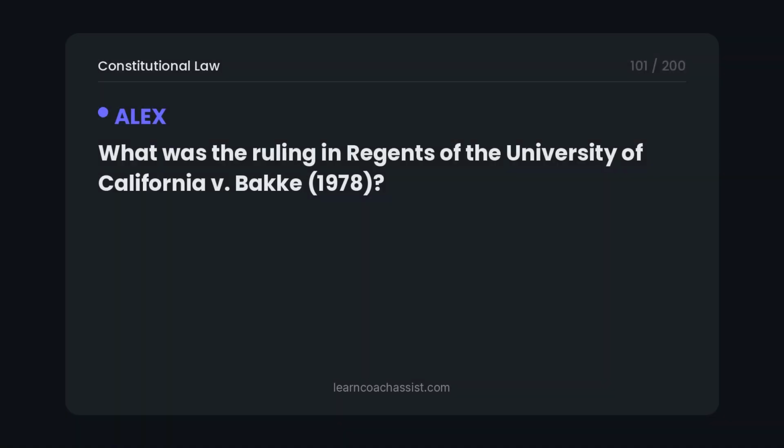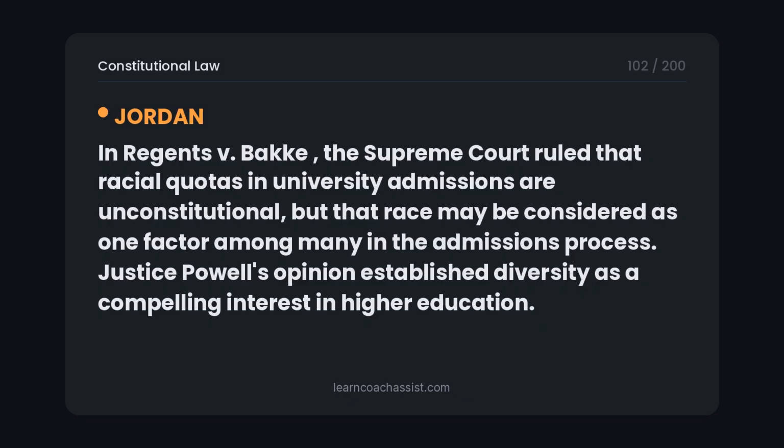What was the ruling in Regents of the University of California v. Bakke, 1978? In Regents v. Bakke, the Supreme Court ruled that racial quotas in university admissions are unconstitutional, but that race may be considered as one factor among many in the admissions process.